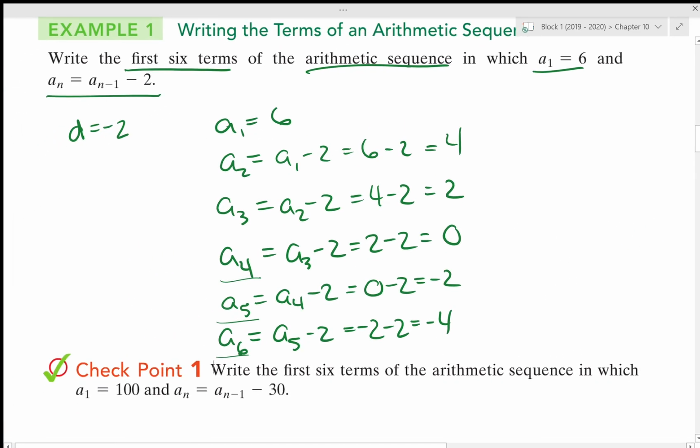So what I'd like you to do is checkpoint 1 on your own. Pause the video and see what you get for the first 6 terms of the arithmetic sequence.